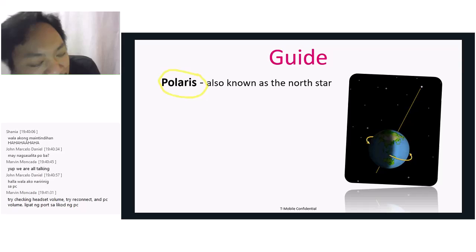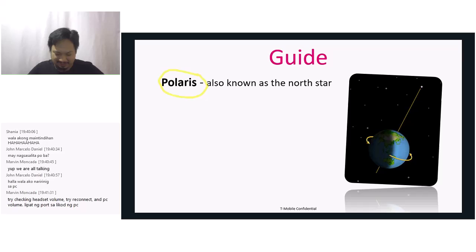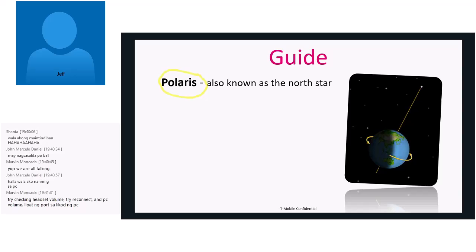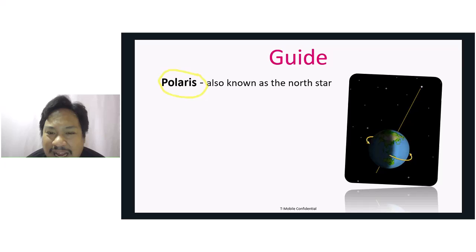Very good. Can you go off mute? Please explain a bit the fixed. Because Polaris, it's fixed. So it's not moving from its place. So, knowing that it's on the north, we can now determine where is south, west, and east, and the other directions. Good job, Jeff.